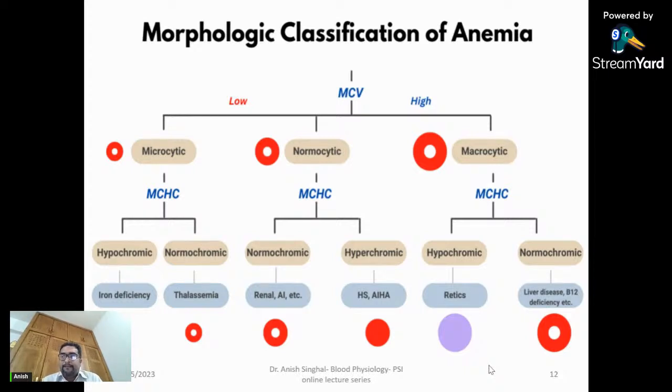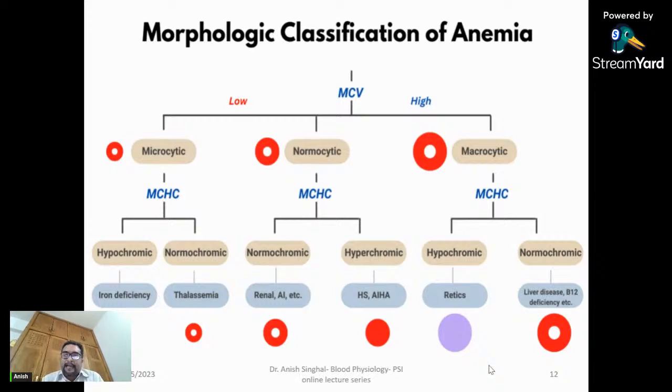Another can be that the factors which lead to maturation of the RBCs are not available. So in liver disorders, vitamin B12 deficiency, folic acid deficiency, when these factors which are required for maturation of the RBCs and help to achieve their normal size are deficient, the RBCs won't reduce their size during maturation, and those bigger sized RBCs are released in circulation. So this is macrocytic anemia.